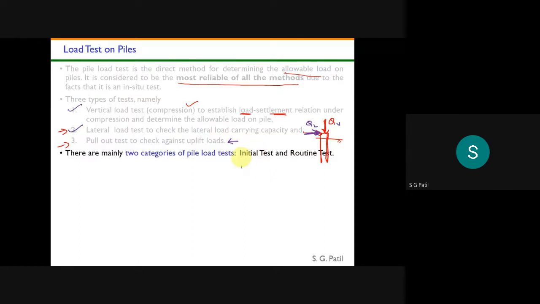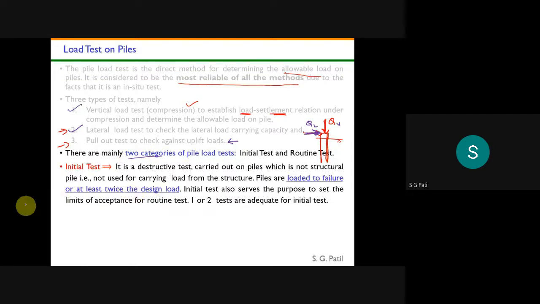Again, there are mainly two categories of pile load test. What do you mean by the two categories? We will see here. First category, we will call it as initial test. These initial tests are nothing but a destructive test, carried out on piles which are not structural piles. What do you mean by that?